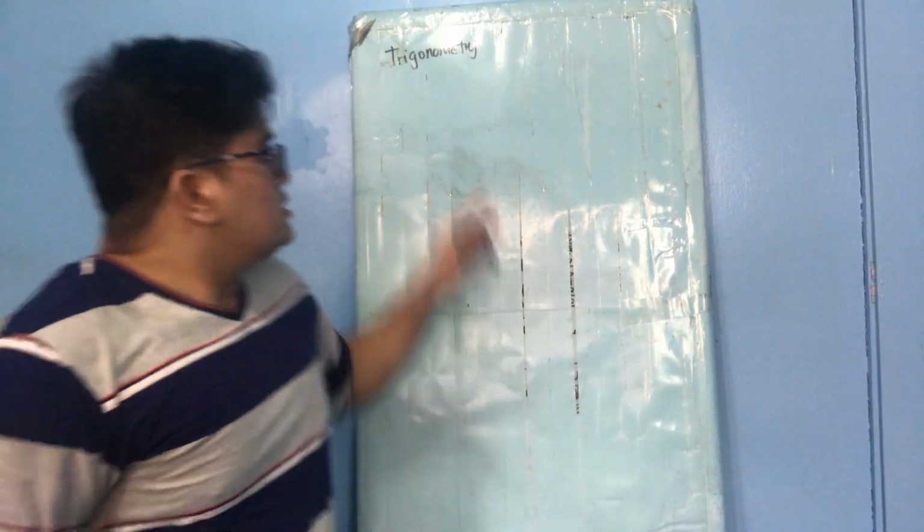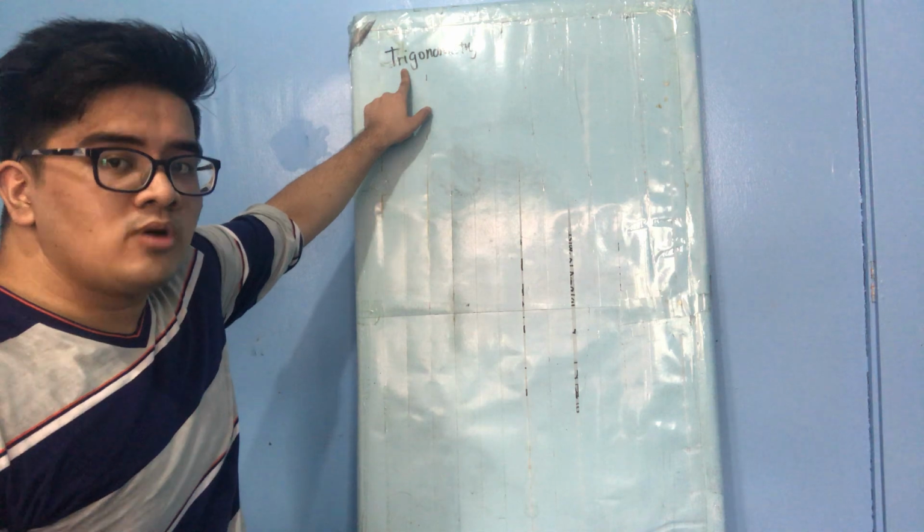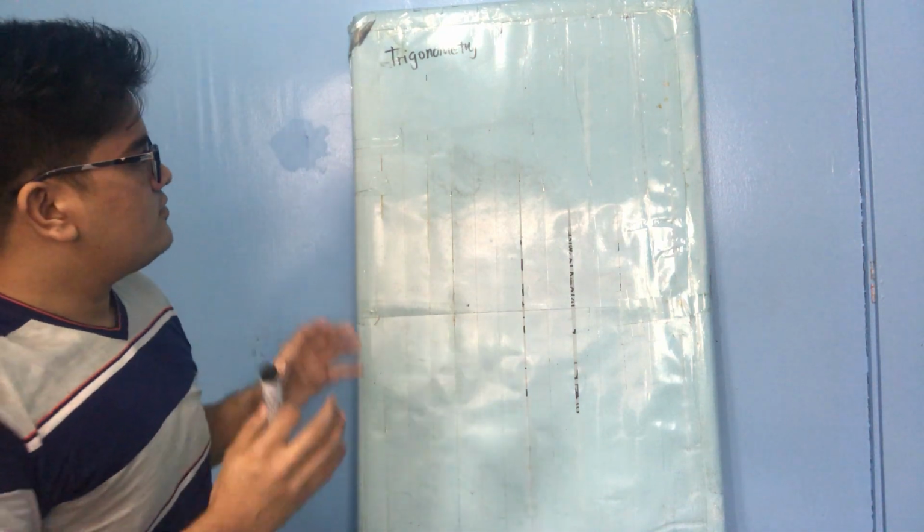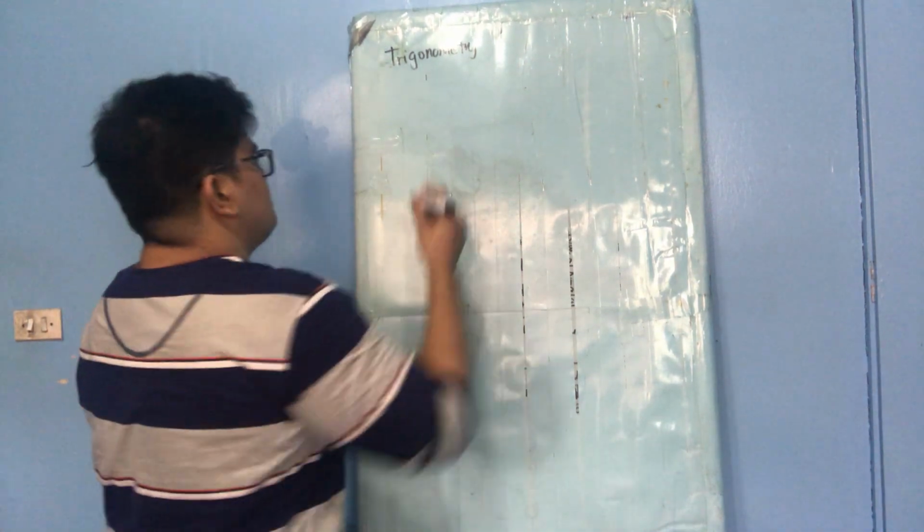Trigonometry. It sounds like a very complicated topic, but you're going to see that it is just a study of the ratios of sides of triangles. The trig part literally means triangle, and the metry part literally means measure. Triangle measure. And let's have an example right here.